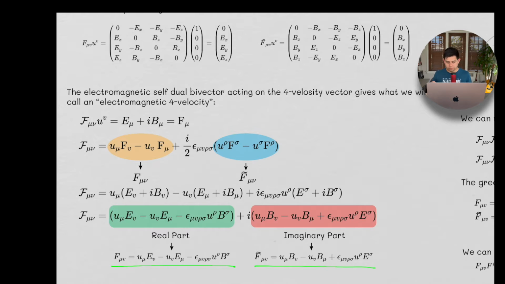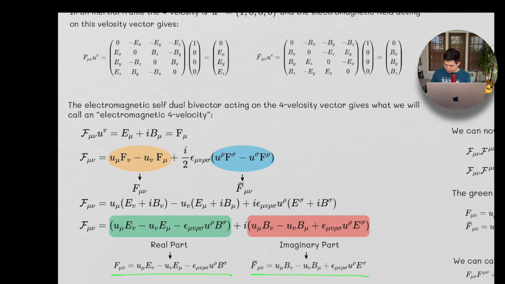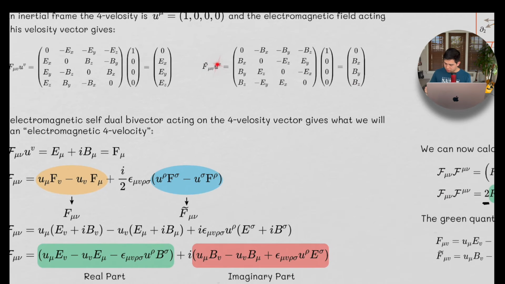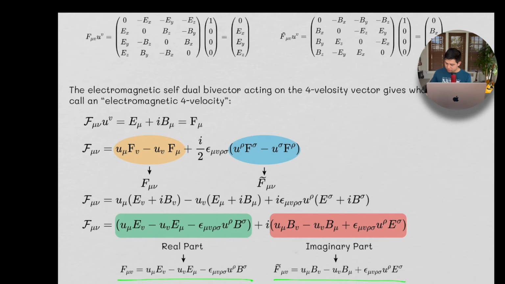So the idea here is that we're going to act on u, okay? And because this contains this and this in it, it's going to give us the electric components. That's the real part, as we just saw. And then the dual is going to give us the magnetic components. So these are two vectors, and what we're going to do is we're going to call this F mu, right? So the idea again is this acts on some vector, so you can almost think of this as a contraction.